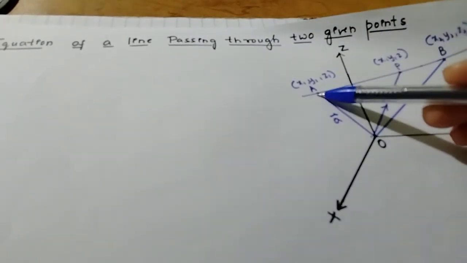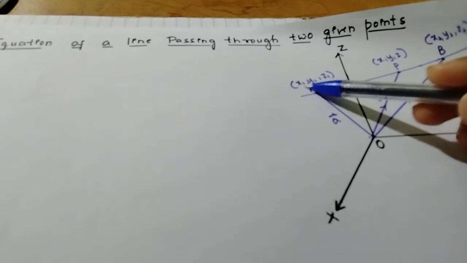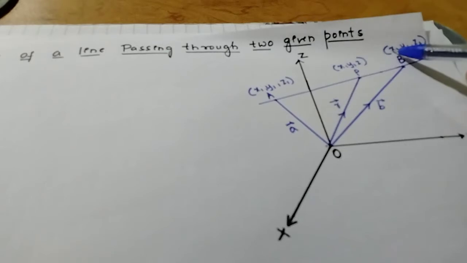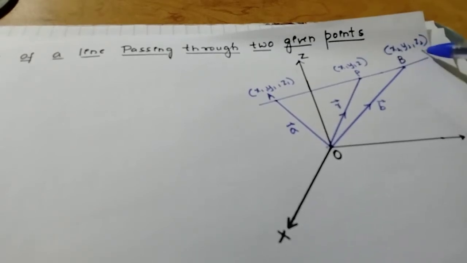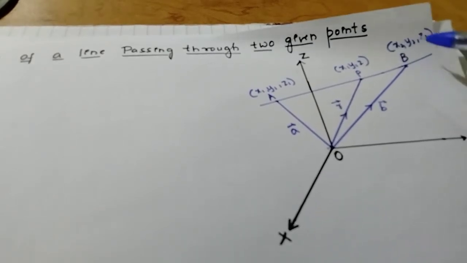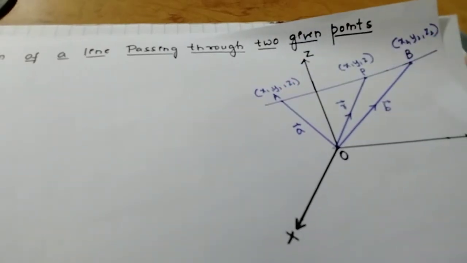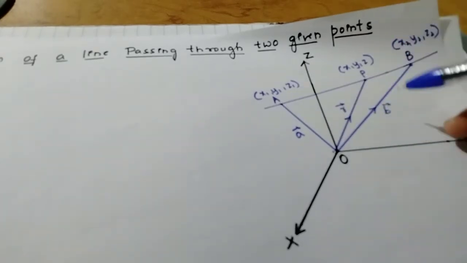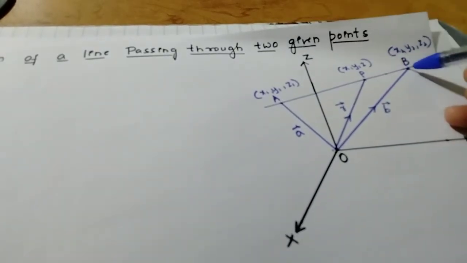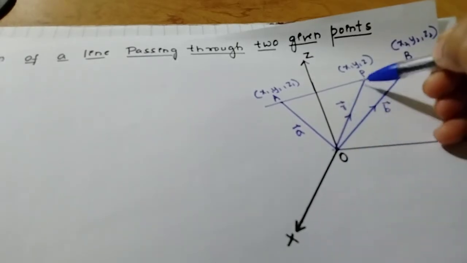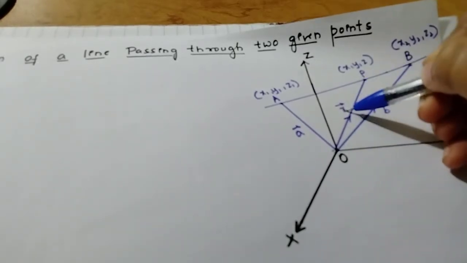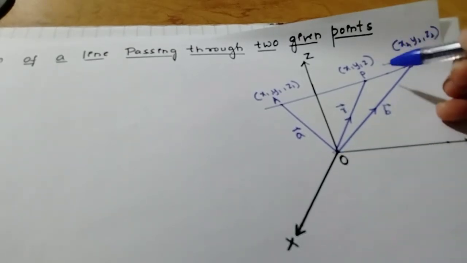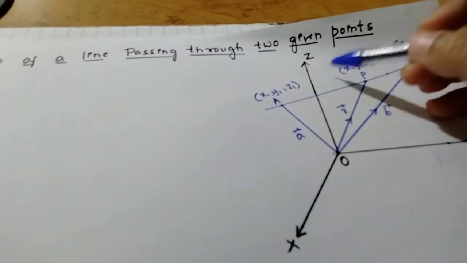What are the two given points here? One is A with coordinates x1, y1, z1. One more point is B with the coordinates x2, y2 and z2. So there are two points here, A and B. Vector A is the position vector of point A, and vector B is the position vector of point B. And this OP is what we have represented by vector R. It is the position vector with respect to the origin.